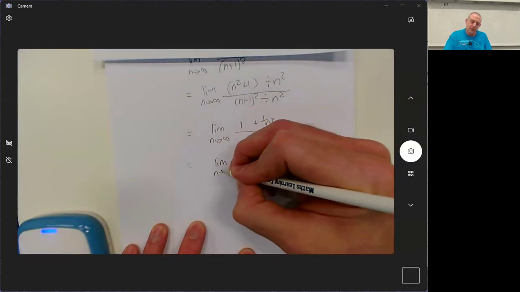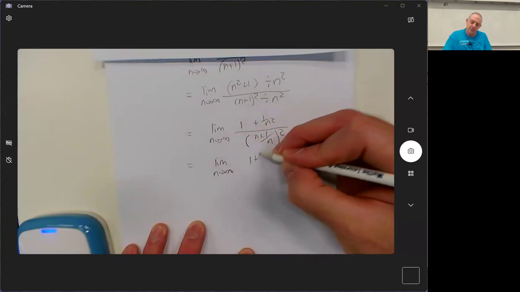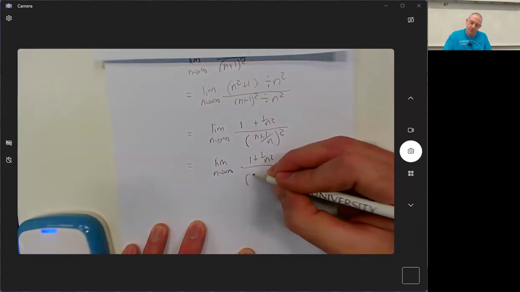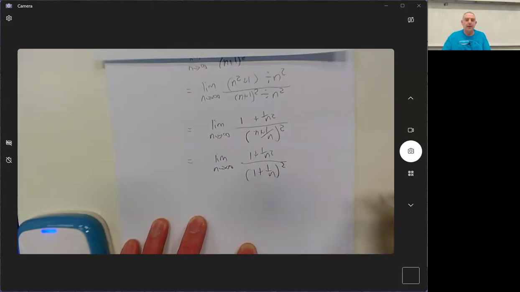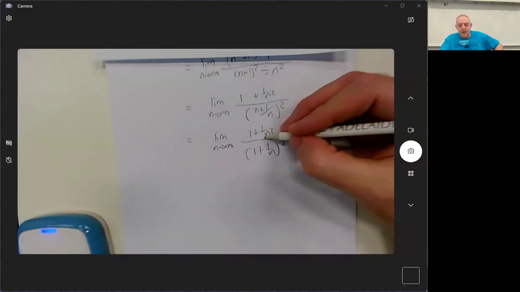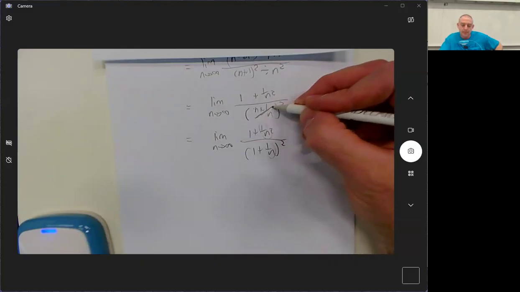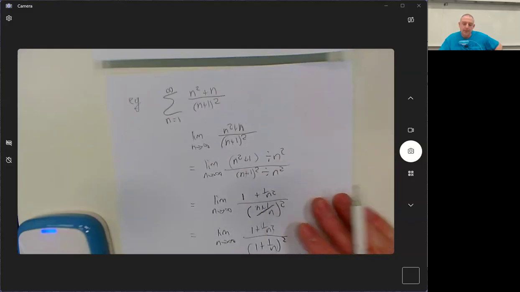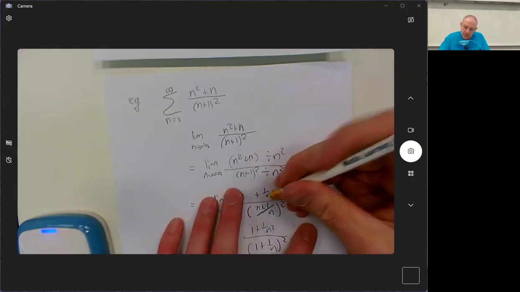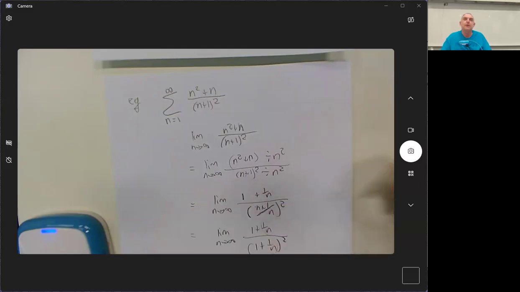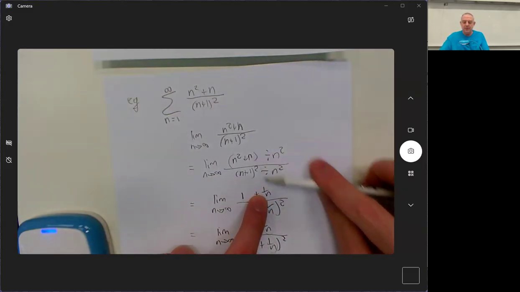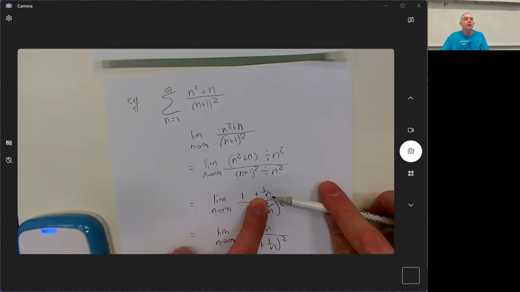I wouldn't always show that step. And now as n goes to infinity, that bit and that bit both go to 0. Yep, so you missed an n in the numerator at the start. I did too. So that'll be a 1 on n there. When I divide by n squared, the n divided by n squared will be 1 on n.